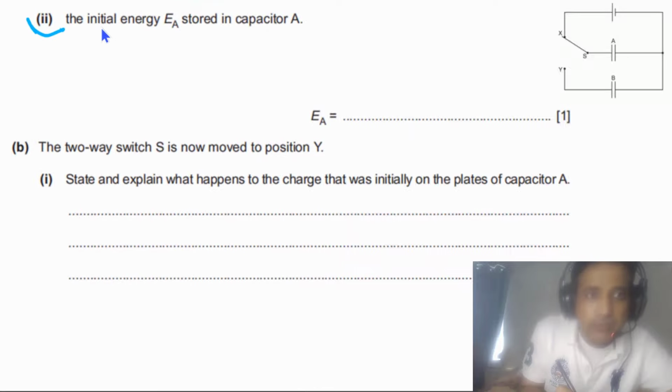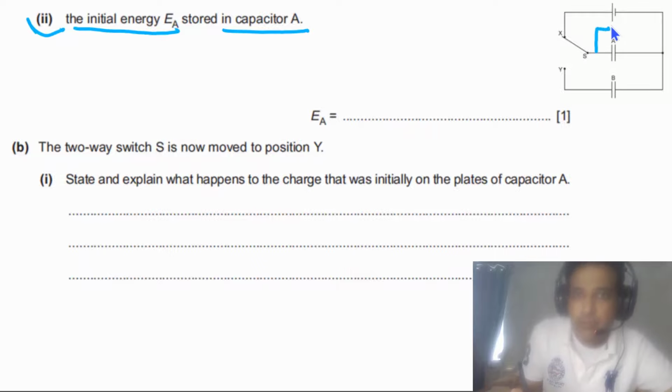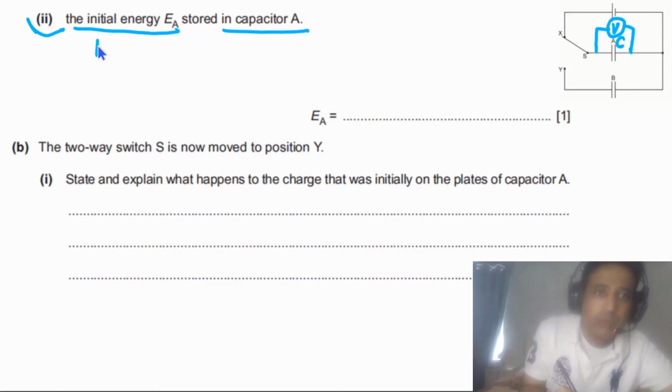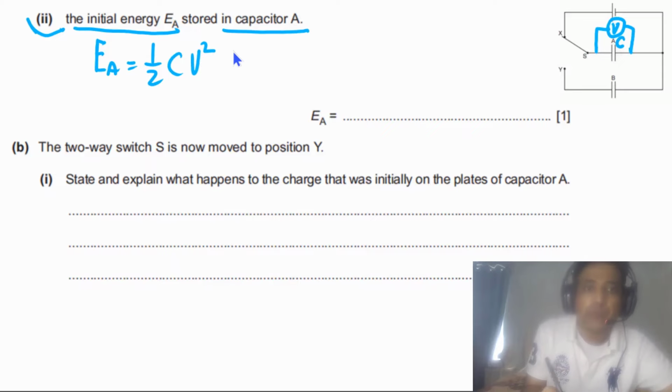For the second part, we need to write down the expression for the initial energy stored in capacitor A. For this capacitor, we have already discussed that the PD across this one is equal to V and the capacitance of this capacitor is capital C. So the energy stored in capacitor A, EA, simply will be equal to 1/2 CV squared. So if you have written this one, you will get 1 mark, and this question has only 1 mark.